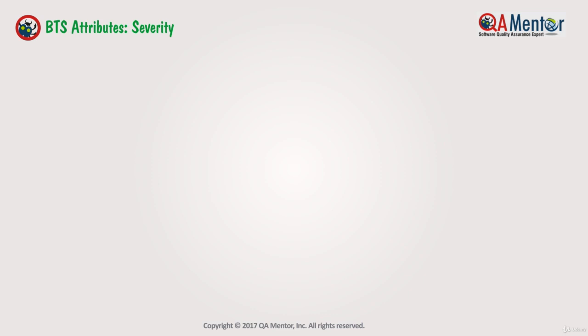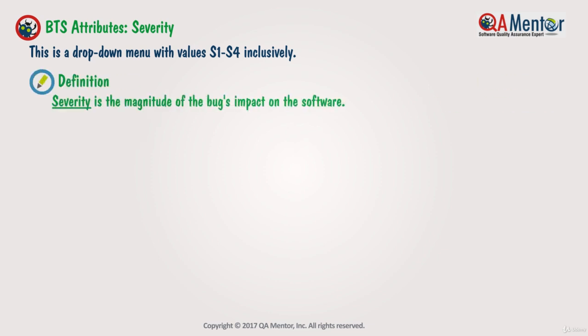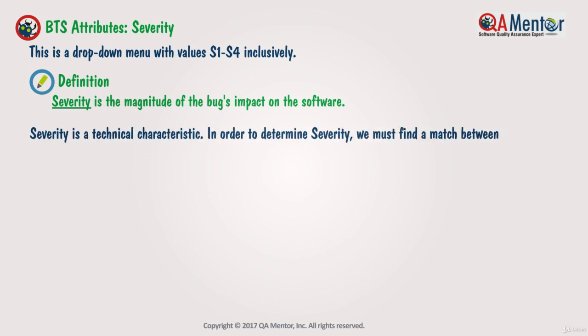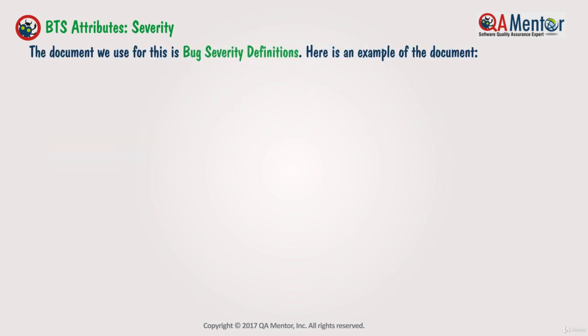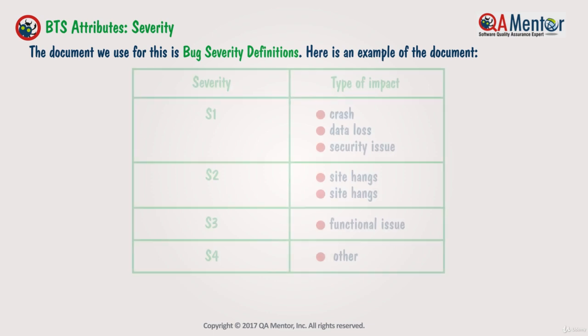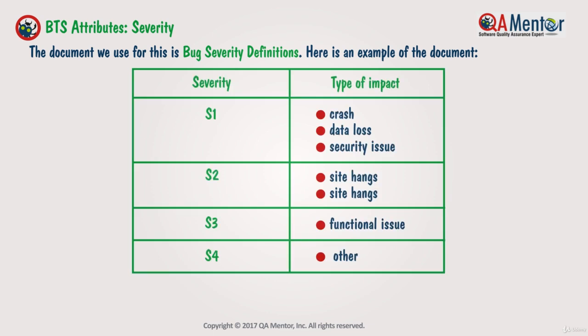BTS Attributes Severity. This is a drop-down menu with values S1 to S4 inclusively. Severity is the magnitude of the bug's impact on the software. Severity is a technical characteristic. In order to determine severity, we must find a match between the severity category and the type of bug's impact. The document we use for this is Bug Severity Definitions. Here is an example of the document. Let's talk about severity in more detail.